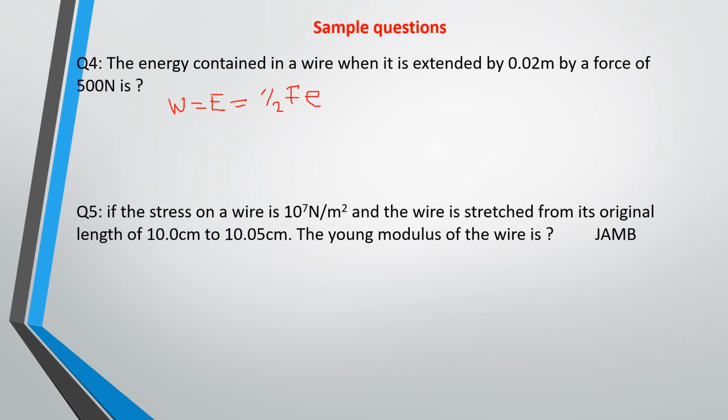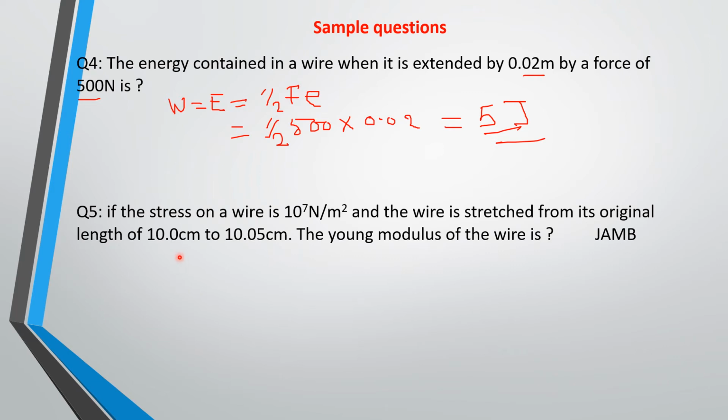Here you are given the extension and the force. Because this question is direct, an objective question, just substitute values into it. Half of 500 multiplied by 0.02. If you work this out, you just have that the energy or work done is equal to 5 joules. This one is very direct. That's your answer for that. So this is the equation and that is how to apply it.